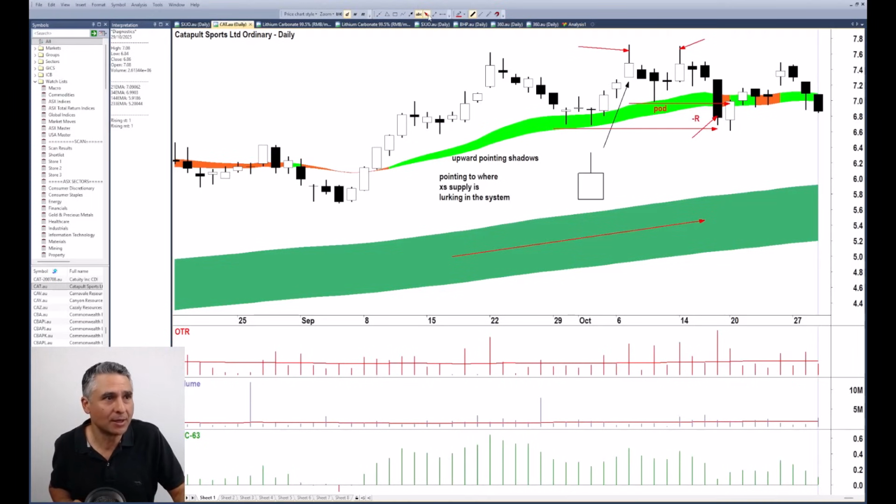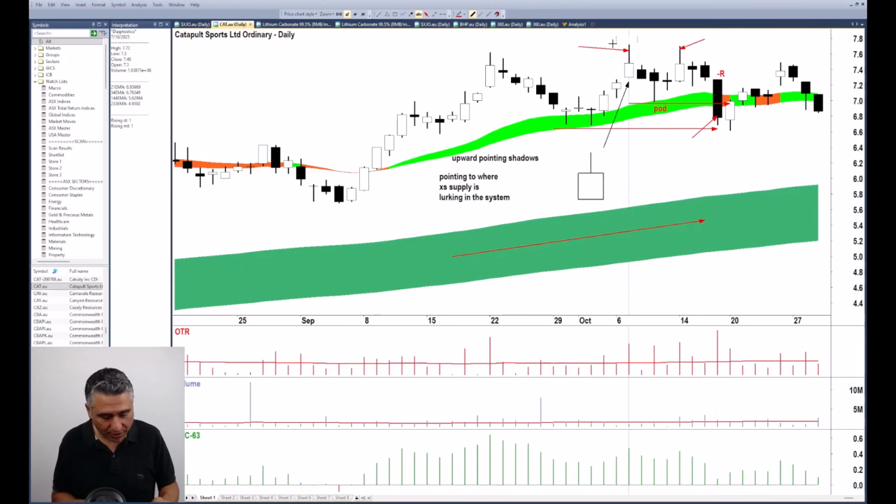Okay, so it's a day where I'd be looking to reduce my risk exposure to Catapult, and in order of magnitude, how much, really that's up to you, but at least we've got something to act upon. And for me, they stack. These minus R's stack. So notice this point of supply up here.